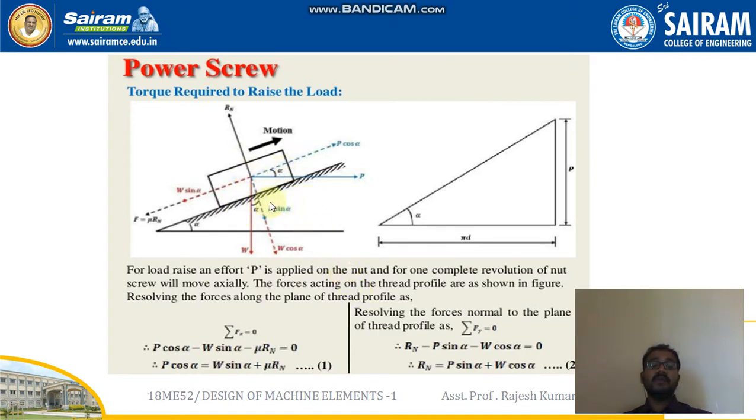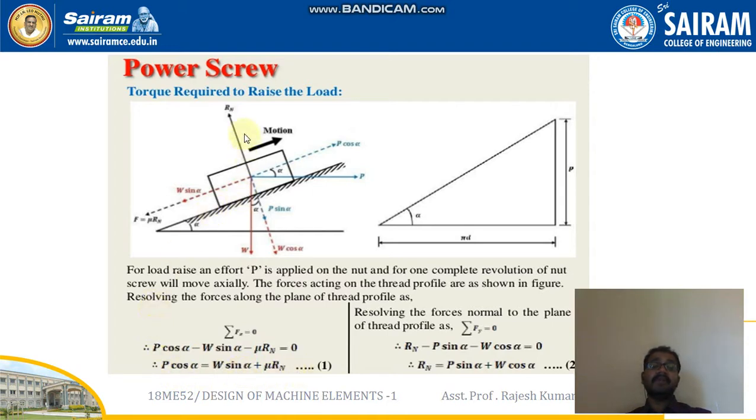So let me consider the x-axis forces first and later the y-axis forces. First, the summation of all the x-axis forces is equal to 0. We have P cos alpha, W sin alpha, and mu Rn. Only P cos alpha is acting in the plus direction, so that is positive. W sin alpha and mu Rn are acting in the minus direction, so they are negative, and the sum is equal to 0. Taking these two terms to the right hand side, we get P cos alpha is equal to W sin alpha plus mu Rn.